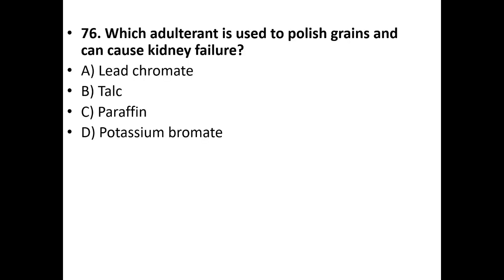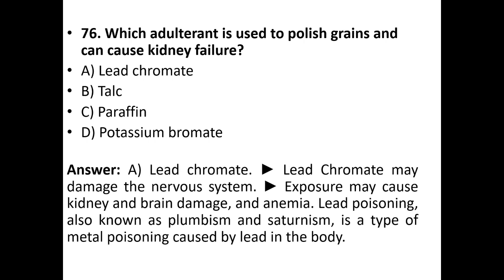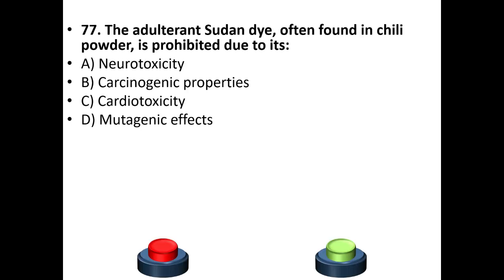76. Which adulterant is used to polish grains and can cause kidney failure? Lead chromate, talc, paraffin, potassium bromate. Which is the answer? Your answer is A, lead chromate. Lead chromate may damage the nervous system too. Exposure may cause kidney and brain damage and anemia. Lead poisoning, also known as plumbism and saturnism, is a type of metal poisoning caused by lead in the body.